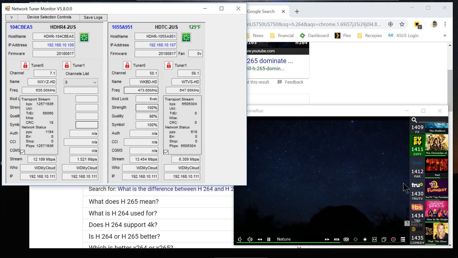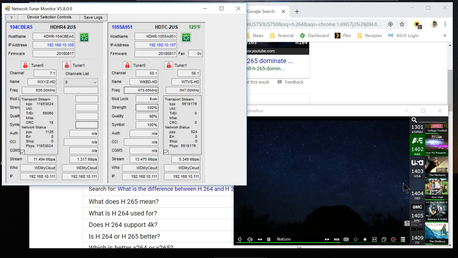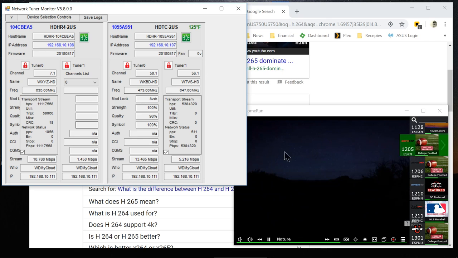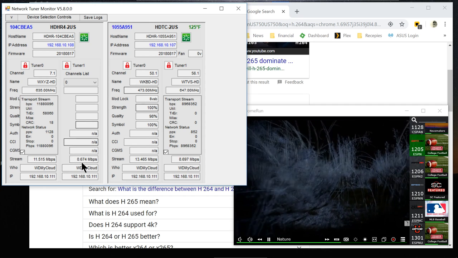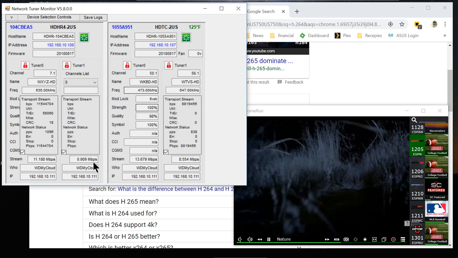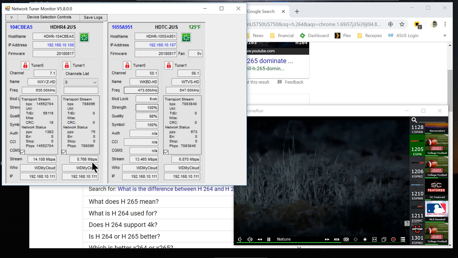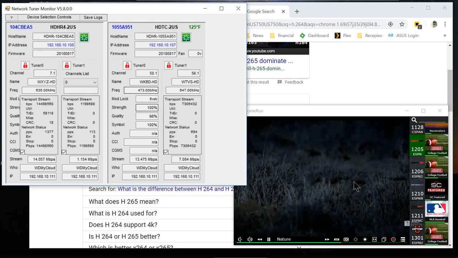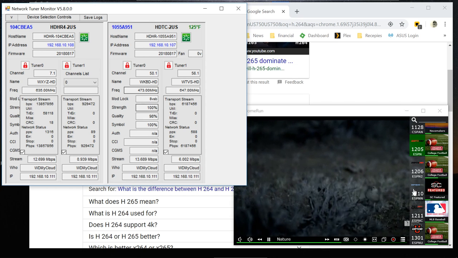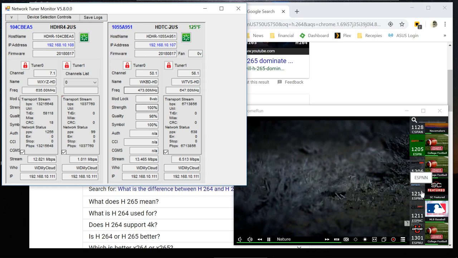Again, this is delivered via the tuner, but it's coming through your internet. So it's only got less than 1 megabit per second, which is low. Again, it's an H.264 stream. So what they're doing now, they're going to convert these to an H.265 stream.